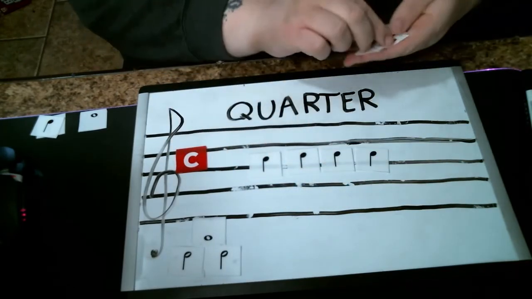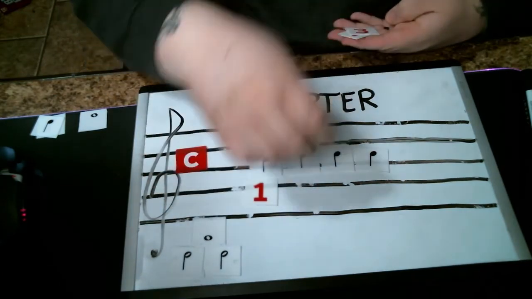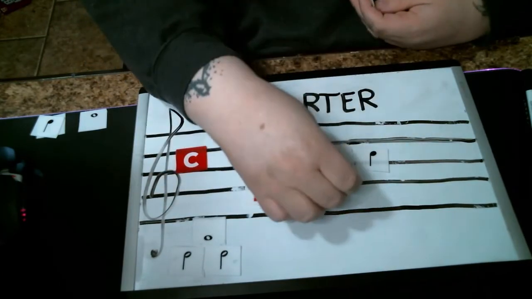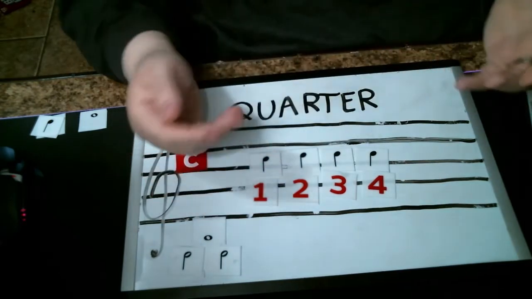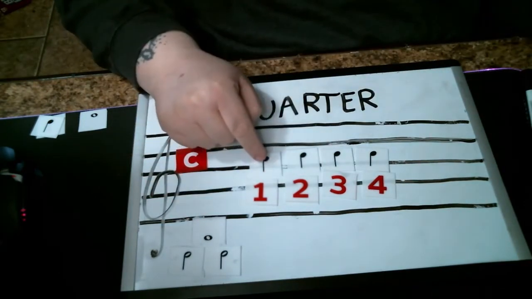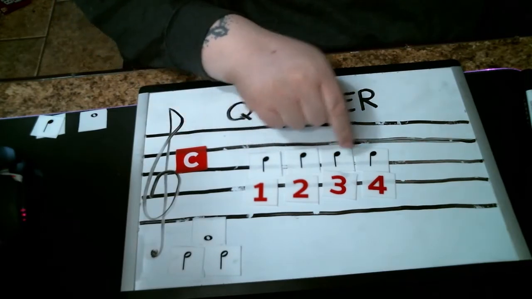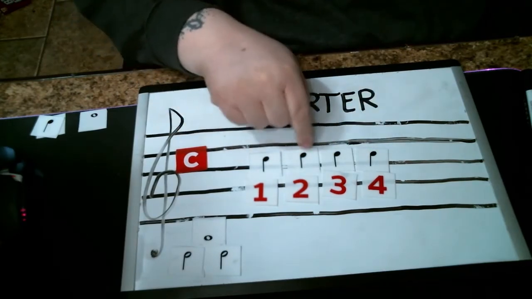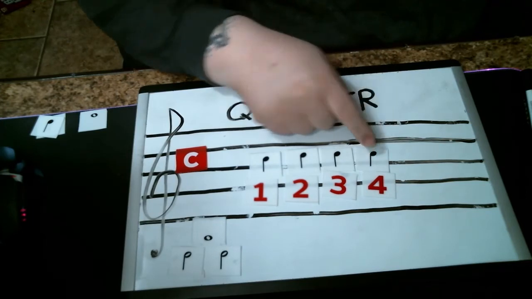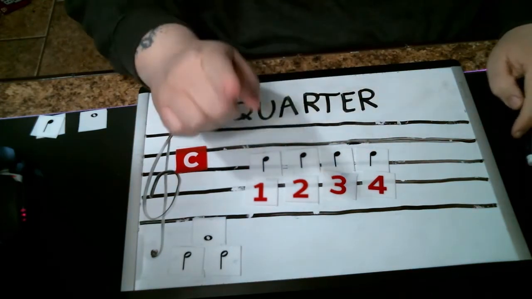So each of these gets 1 beat. 1 beat, 2, 3, 4. I'm just doing it in 4 beats at a time here. If I was to sing these as ta, I would sing ta, ta, ta, ta, ta, ta, ta, ta. So each of those only gets 1 full beat.